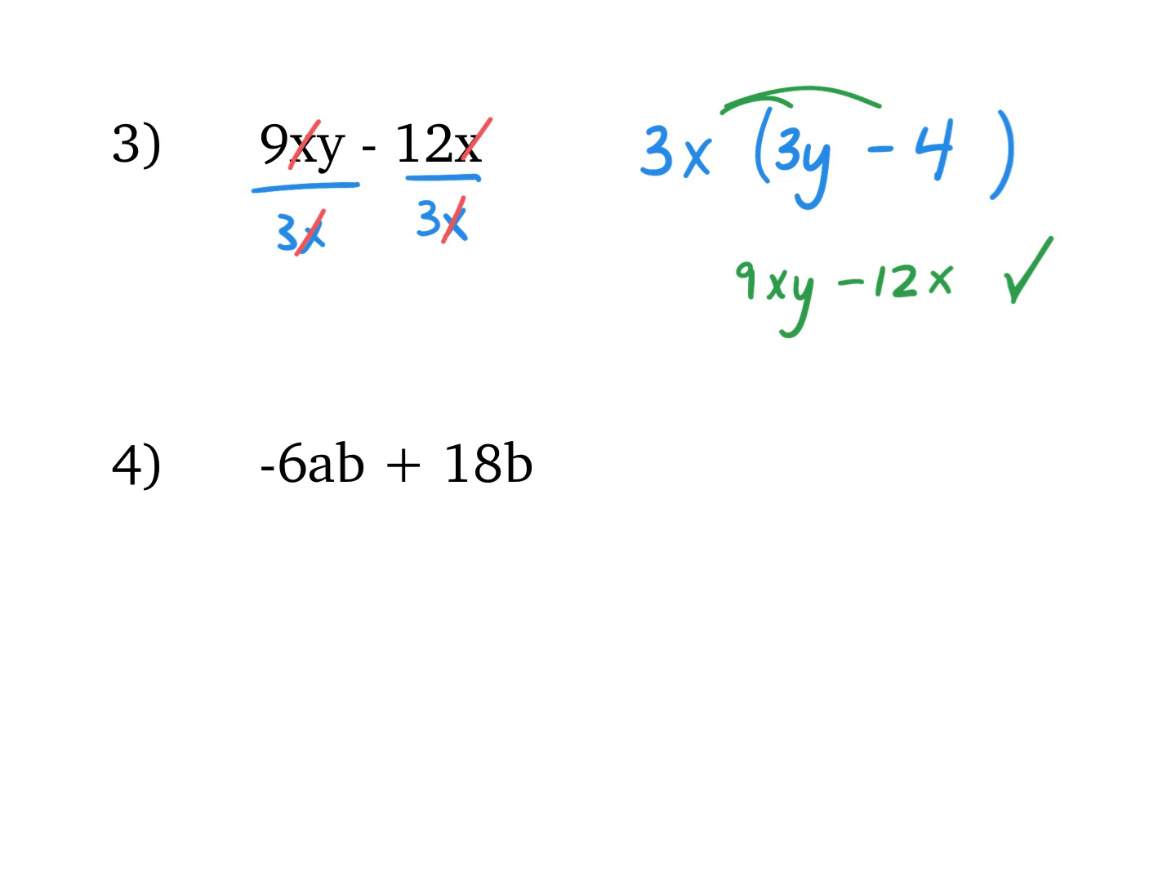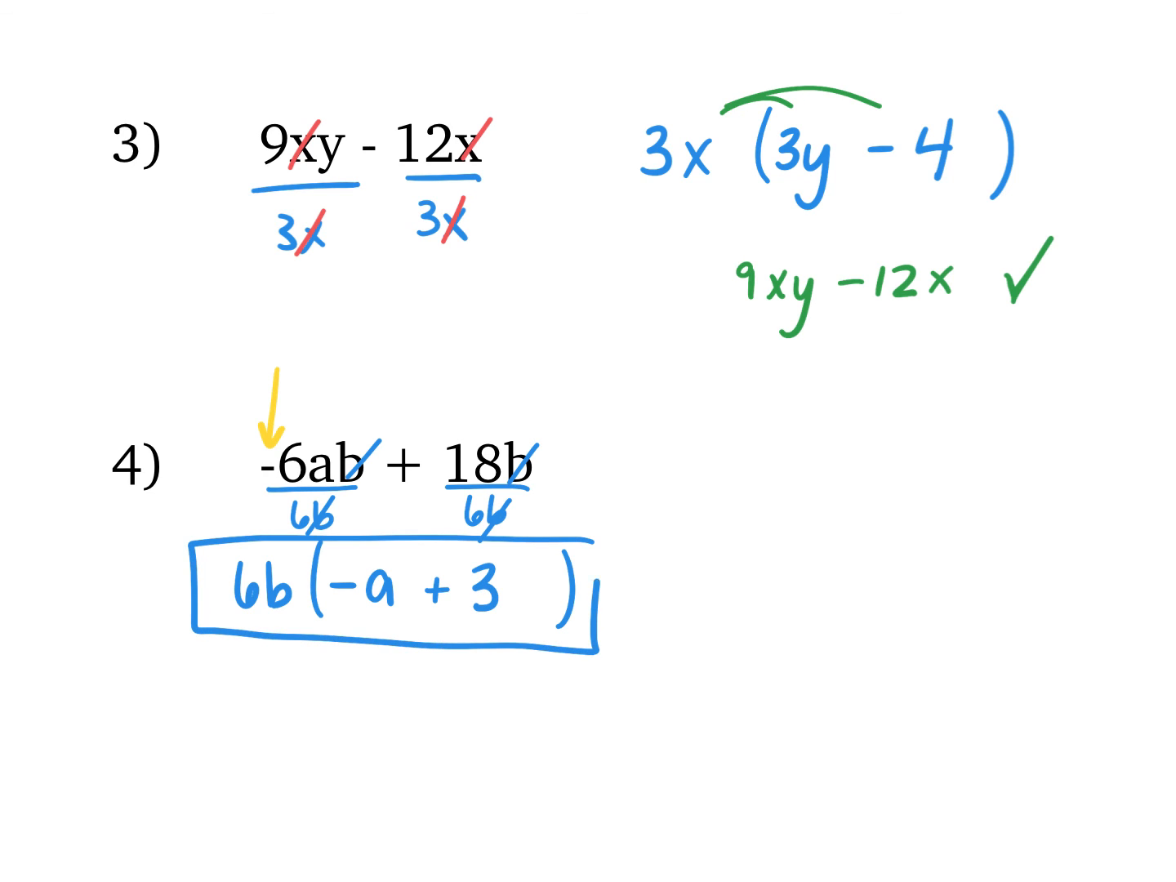On this last one, notice there's a negative out in front. You really have two ways to do this, and I'll show you both. The greatest common factor between a negative 6ab and an 18b would be 6b. So I'm going to start by showing you factoring out a positive 6b. If I divide each of those by a positive 6b, my b's would cancel, and I would get a negative 1a. I'm just going to write negative a. And then 18b divided by 6b, again my b's cancel, and that would leave me with a positive 3. So that would be one option.